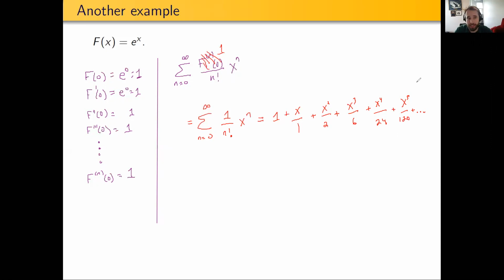And what we'll see is that this actually converges to the function e to the x for any x value. In other words, the radius of convergence in this case is actually equal to infinity. And so this is a true representation of the function e to the x.